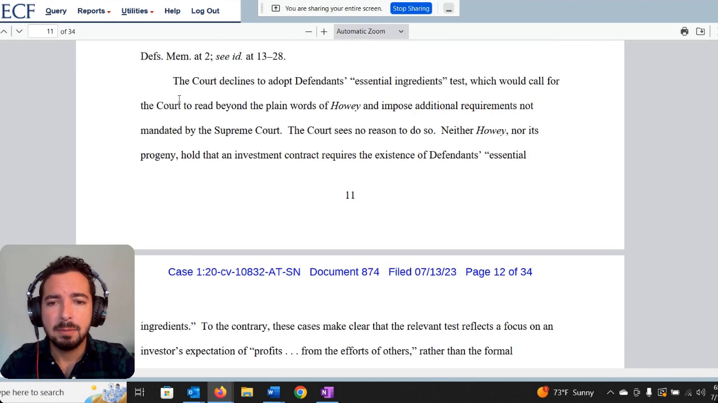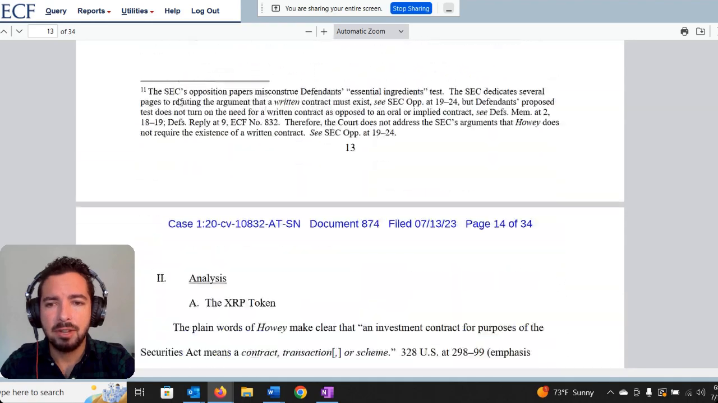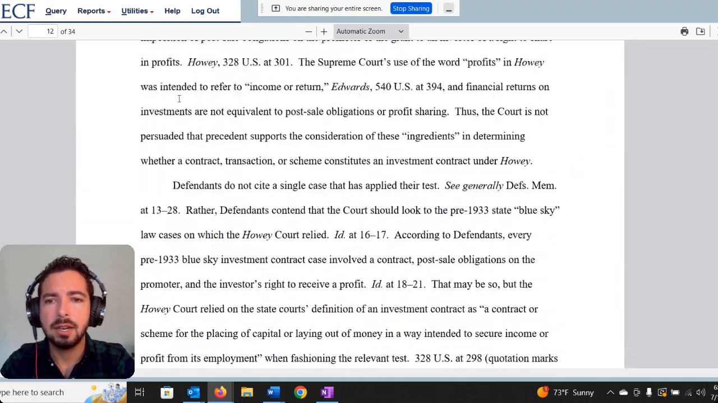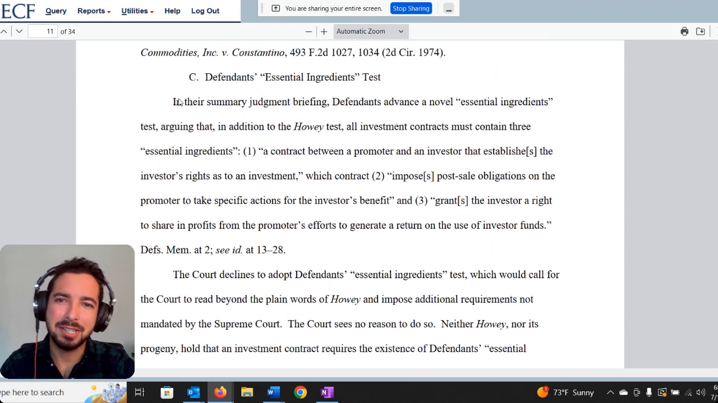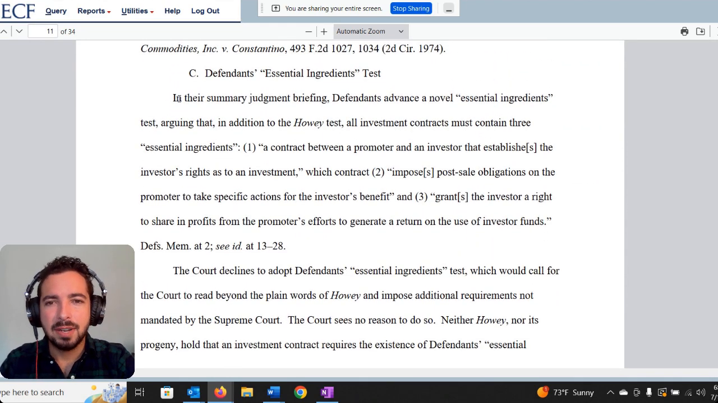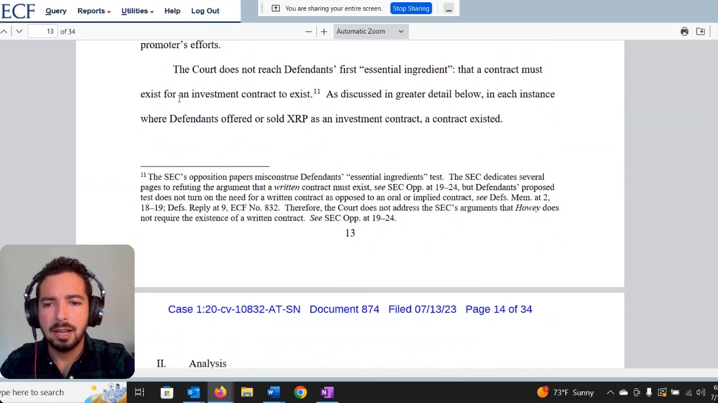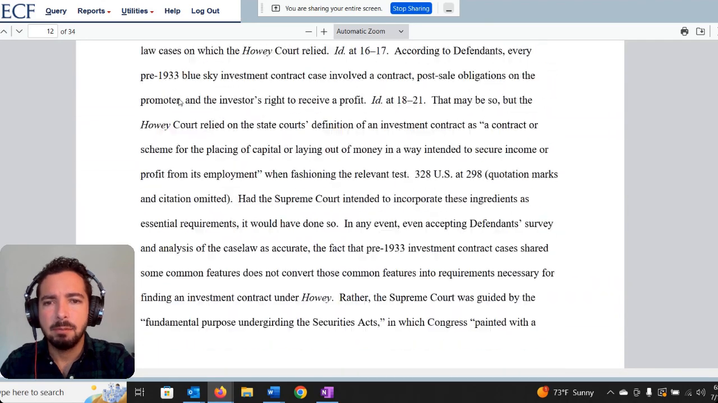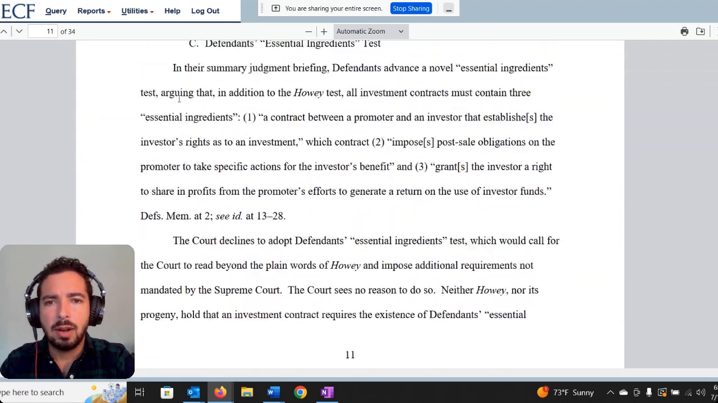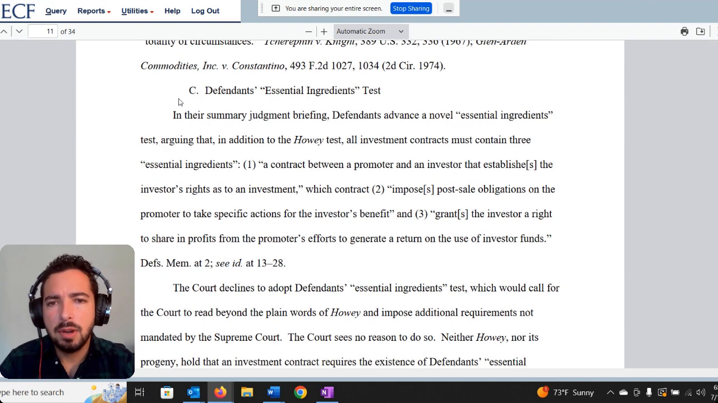If you don't care about something that the court ultimately did not agree to, you can just end this video for yourself. I'm going to create a third video for the analysis, so the meat of this case. But I'm still going to go through this essential ingredients test for one reason, and that is just because the trial court denied this essential ingredients test doesn't mean that it can't be something that can be appealed by Ripple if they wanted to, and take the matter up to the Court of Appeals.